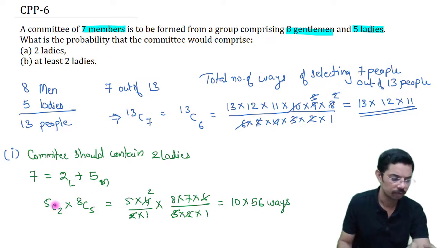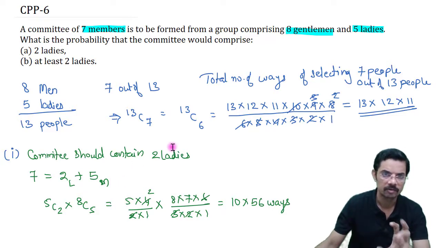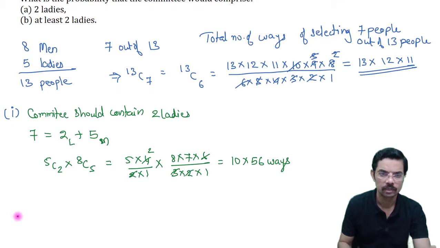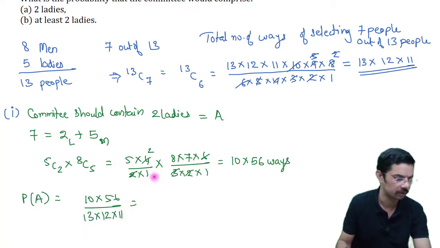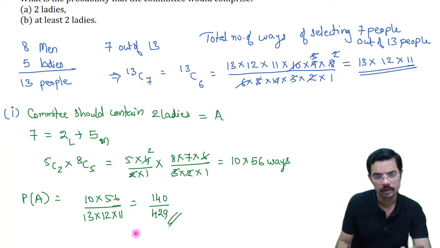Now what is the probability of forming a 7-member group having only 2 ladies? Suppose this is the event A, then the probability of A will be equal to 10 into 56 divided by 13 into 12 into 11. After simplification, this is 140 divided by 429. This can be the answer.